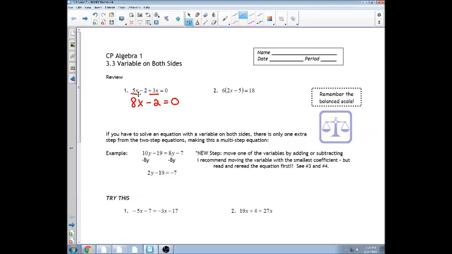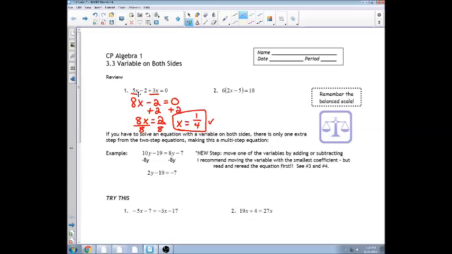Next step is to get x by itself. The first thing I will move is the operation furthest away from the variable, which is this negative 2, so we'll add 2. 8x is equal to 2. Divide by 8, divide by 8, x would equal 1/4. And I did check that earlier. That is correct.